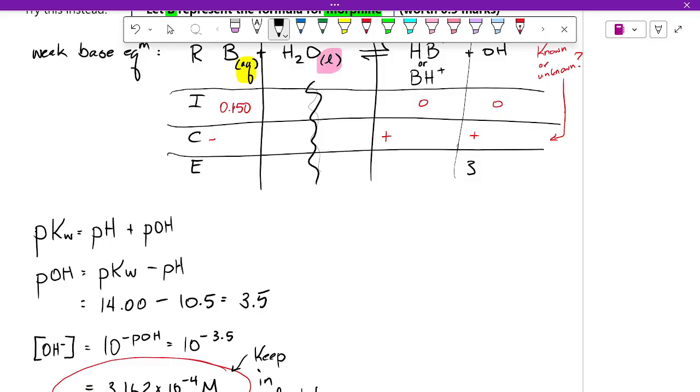Okay, so I have 3.2 times 10 to the minus 4, which means my change is 3.2 times 10 to the minus 4. I started at 0 and I went up by 3.2 times 10 to the minus 4. And this one went down by 3.2 times 10 to the minus 4.